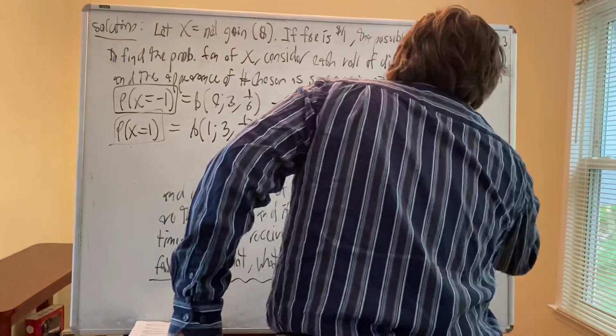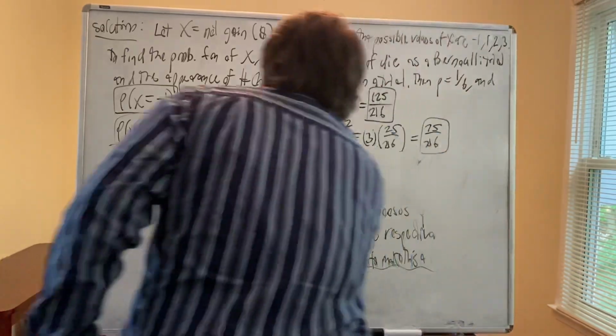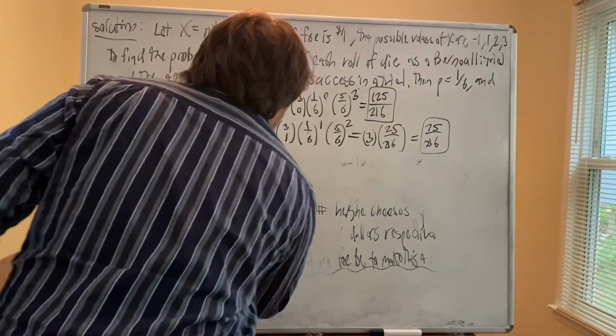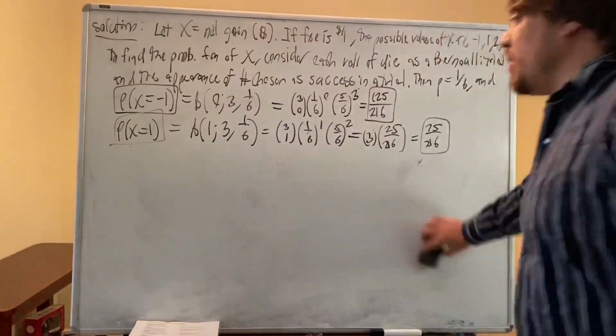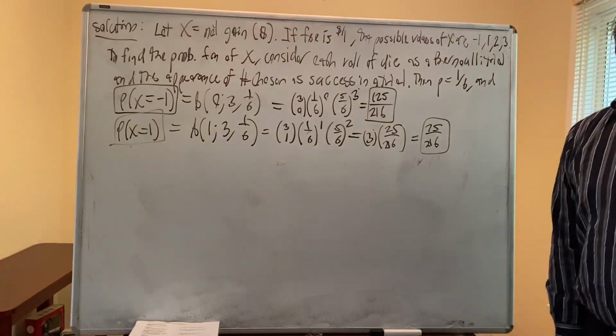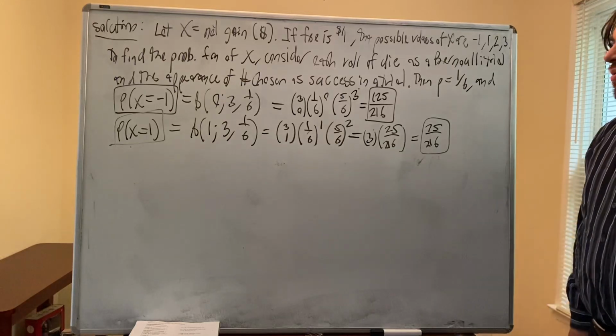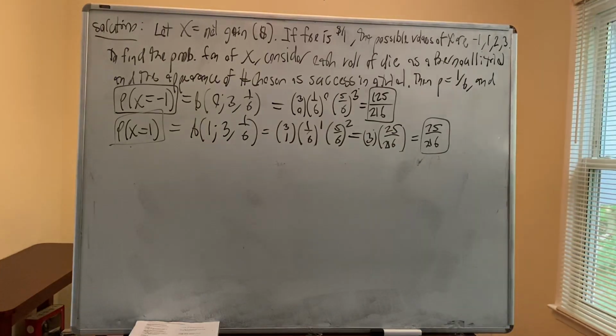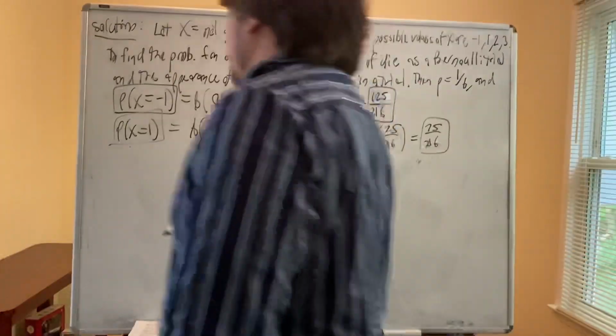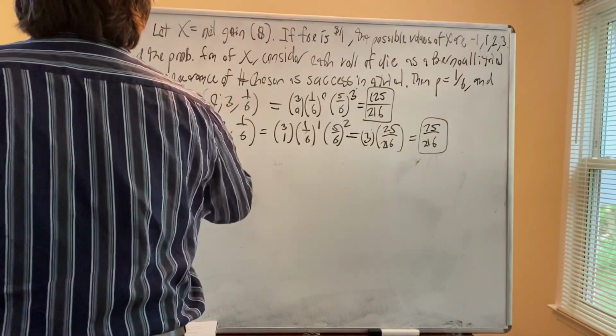Okay, so we need to determine whether or not this is a fair game by calculating the expected value and seeing whether or not we get 0. A fair game has an expected value of 0. If the expected value is 0, it's a fair game. If expected value is non-zero, it's not a fair game. So let's just keep finding the probabilities of each value of x.